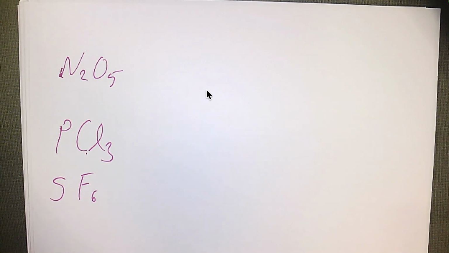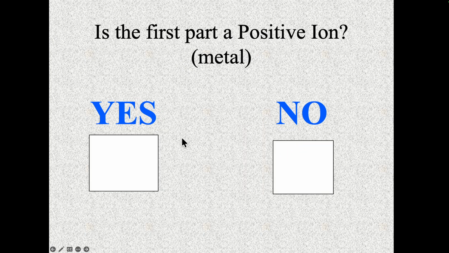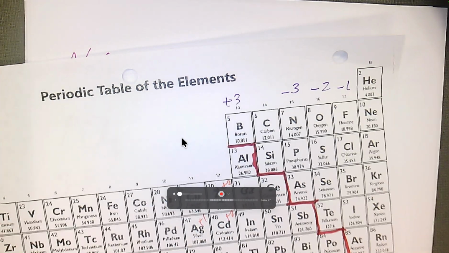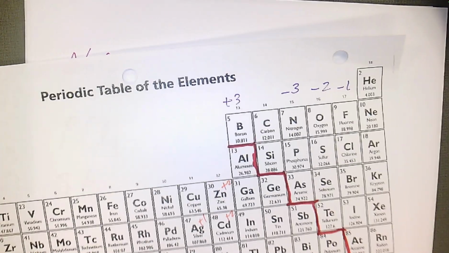All right, everybody got them? Okay, so let's go back to the first question. N2O5, does it start with hydrogen? No. Next question, is the first part a positive ion? So we look, the first part is N. Is N positive? No. Now, be very careful if it starts with nitrogen.